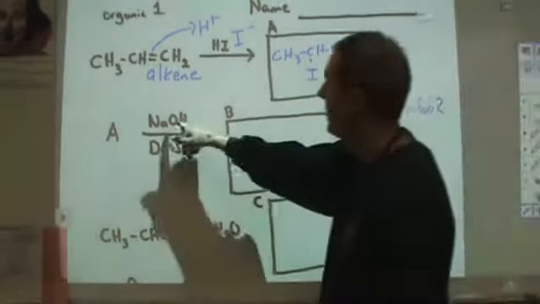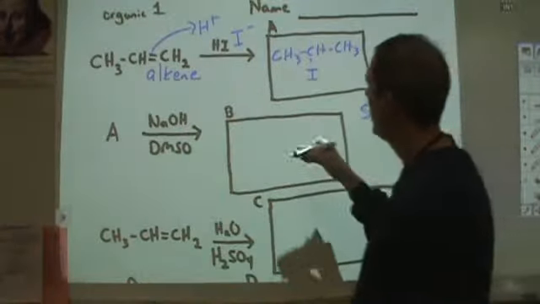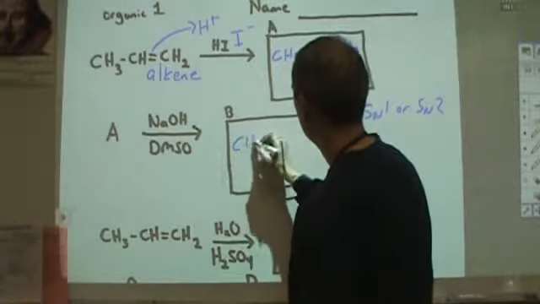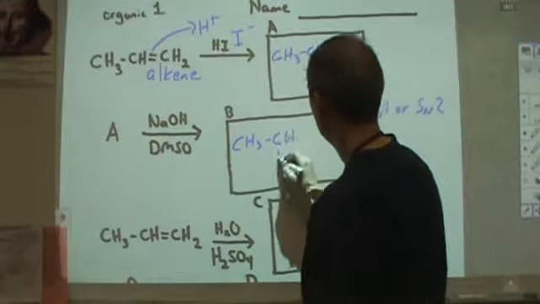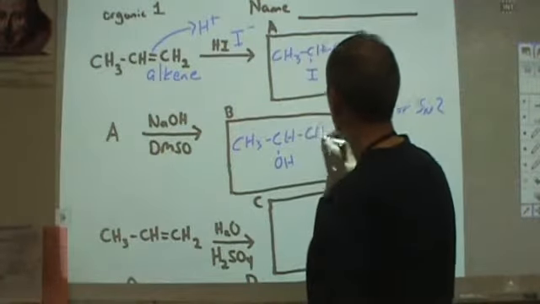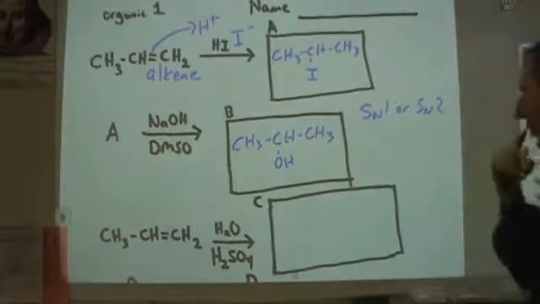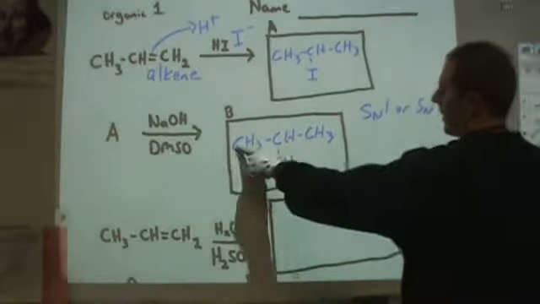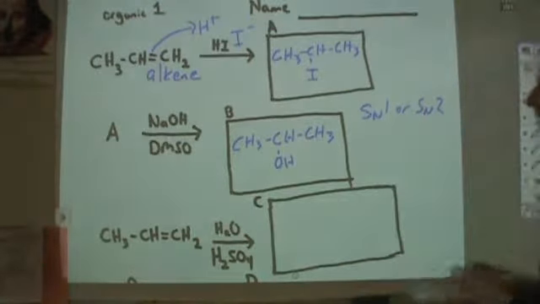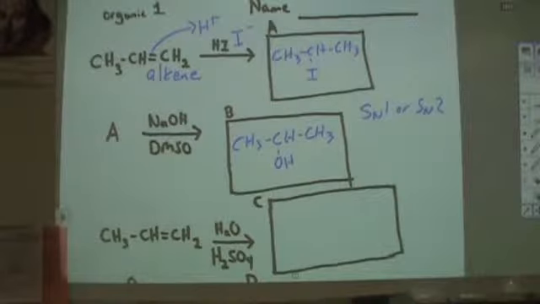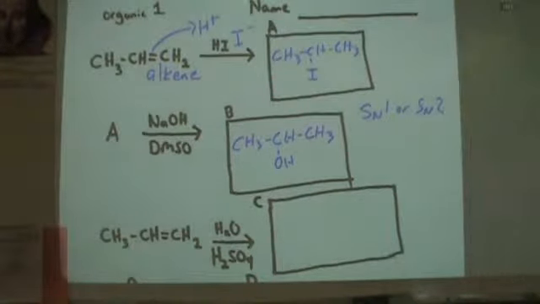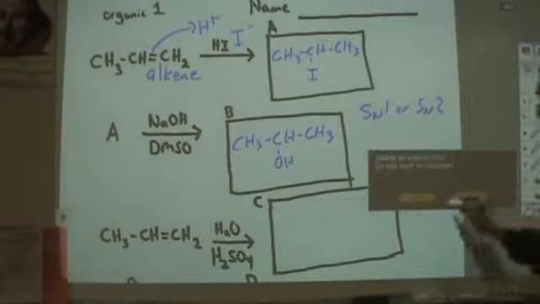But real simple, it's going to be substitution. This is going to displace that iodine, and I'm going to end up with CH3CHOHCH3. I don't have to worry about 3D here because the methyl groups attached to the carbon are the same, so it's not a chiral center, and there's no stereochemistry to look at. All right, so scrolling down from there.